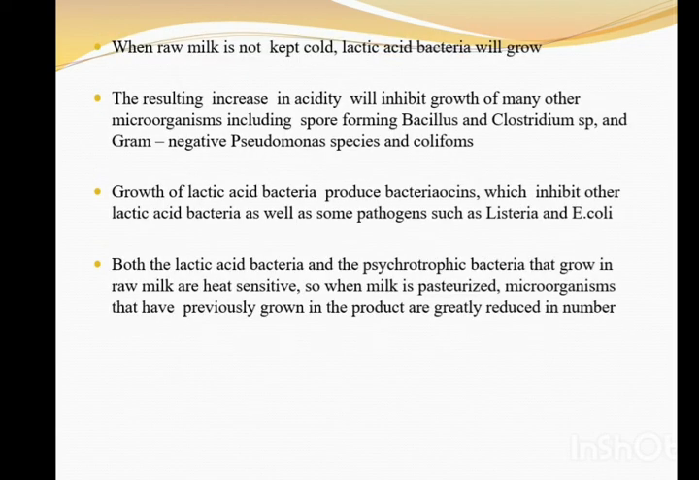When raw milk is not kept cool, lactic acid bacteria grow, and this results in an increase in acidity, which inhibits growth of many other microorganisms, including the spore-forming Bacillus and Clostridium species, and also some gram-negative Pseudomonas species and coliforms. Growth of lactic acid bacteria produces bacteriocins, which inhibit other lactic acid bacteria as well as some pathogens such as Listeria and E. coli.